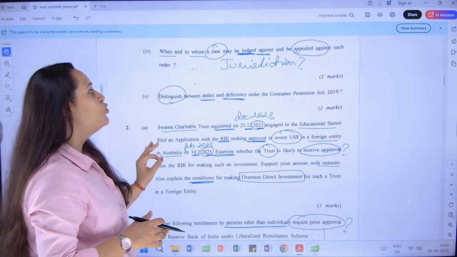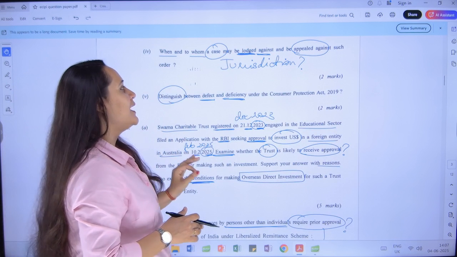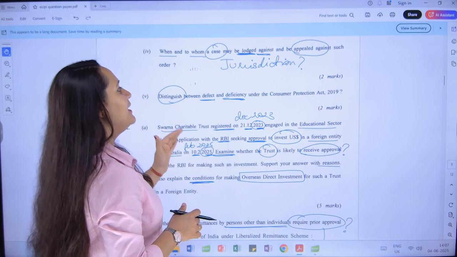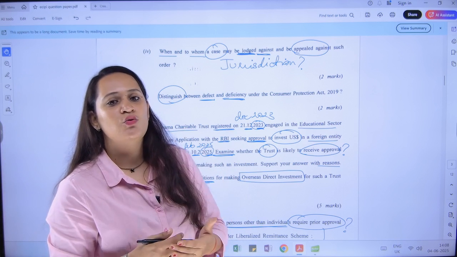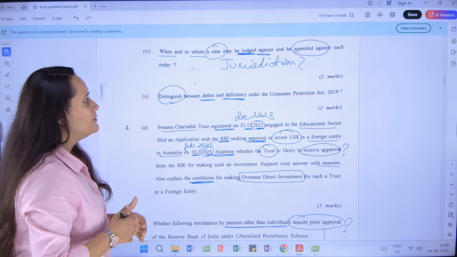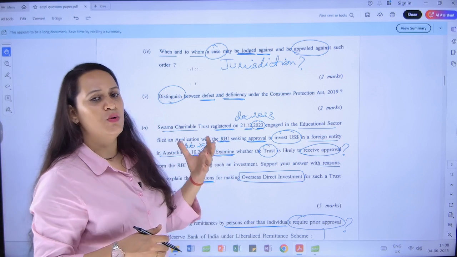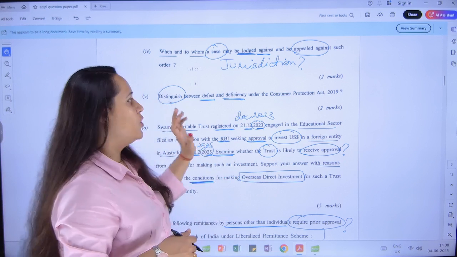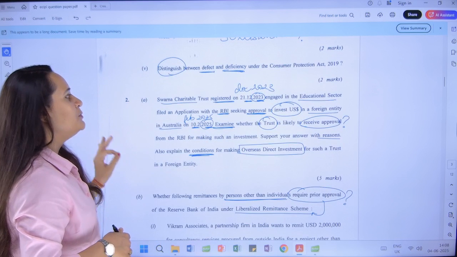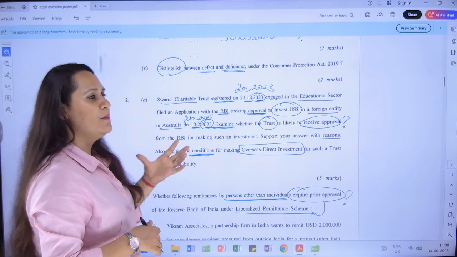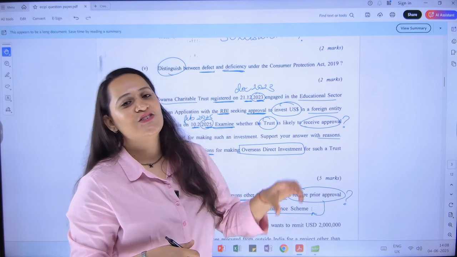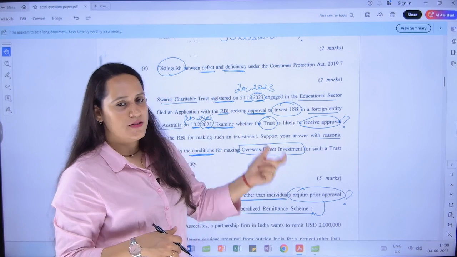Next, when and to whom a case may be lodged and appealed against such order. So they're just asking the jurisdiction where you're going to file the case, where you're going to appeal, which court has the jurisdiction, that is what they are checking. Next, distinguish between defect and deficiency under the Consumer Protection Act. Defect in a product, deficiency in service. So the difference between the two concepts they are asking.